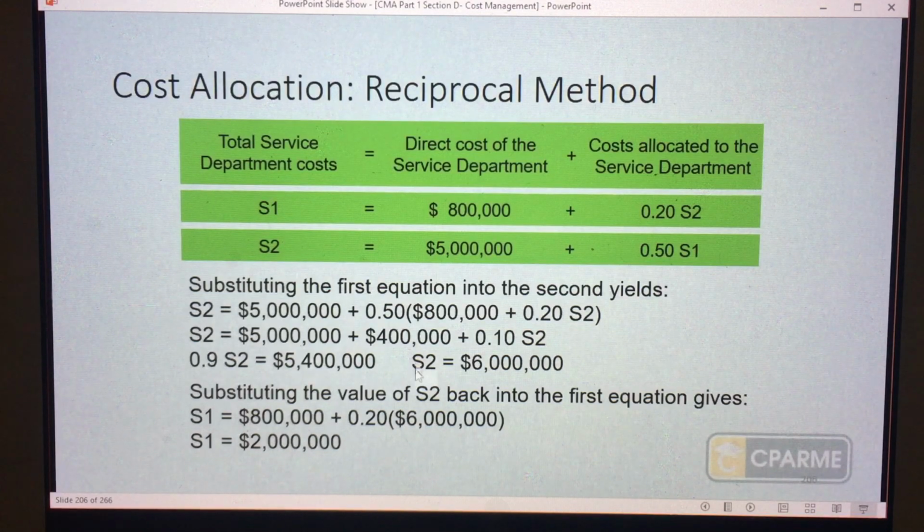And when you simplify, your S2 then becomes 6 million. Now when you substitute the value of S2 back into the first equation, S1 is equal to 800,000 plus 0.20 times 6 million, and then the service department cost for S1 would be 2 million. Be careful with our transposing and multiplying, because that's usually where people get confused.